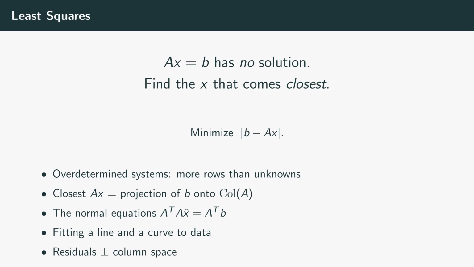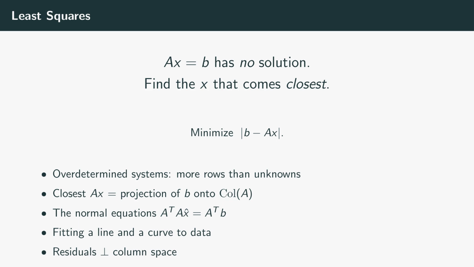Welcome back. Here is a situation you will meet constantly in the real world. You write down a system of linear equations, Ax = b, and it has no solution, not because you made a mistake, but because there are more equations than unknowns and the data simply doesn't line up. Measurements have noise. 10 points that should sit on a line never quite do. So the exact system is hopeless.